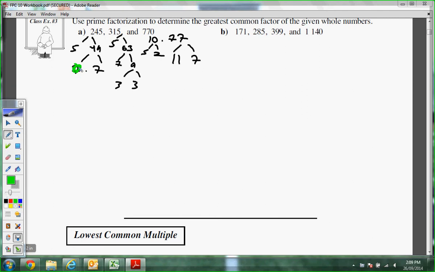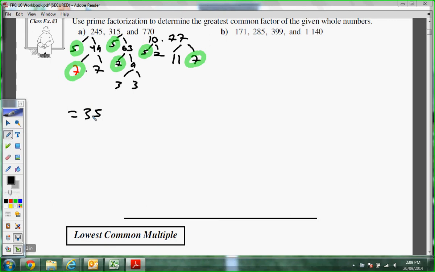Whoops. That's not what I wanted. We'll go black 7. Whoops, that's red, but it's okay. Highlighter. Okay, they have a 7 in common, a 7 in common, and a 7 in common. They have 5s in common, a 5 and a 5. Is there anything else? No. So 5 times 7 is 35. So 35 is the answer for their greatest common factor.